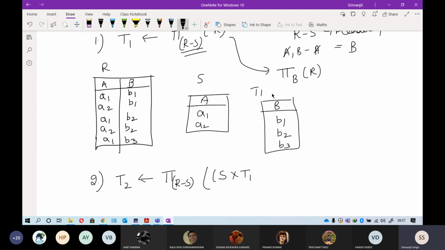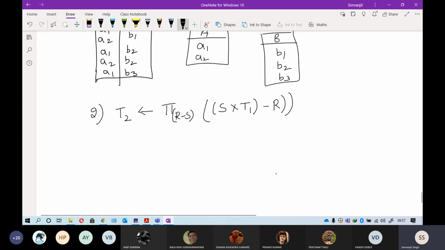T1 is the table that we have obtained in the previous step, and then you have to subtract it from R. Now this is a total subtraction. Total subtraction means that the subtraction is between the tables, the relations. So first you take the S part. S part is very simple. It is I think A1 and A2. So S part is A1, A2.